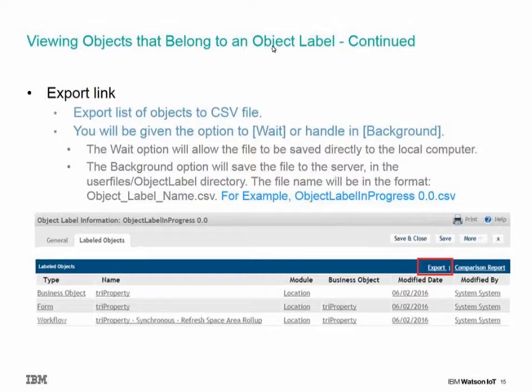Notice also with this tab selected, there's an export link. This allows you to export the list of objects belonging to the object label to a CSV file. When you click export, you'll be given the option to either wait and save the file locally, or you can choose to handle the process in the background. If the background option is selected, the file will be written to the server in the user file object label directory. It will be given the name of the object label.csv. In this example, it will be object label in progress 0.0.csv.